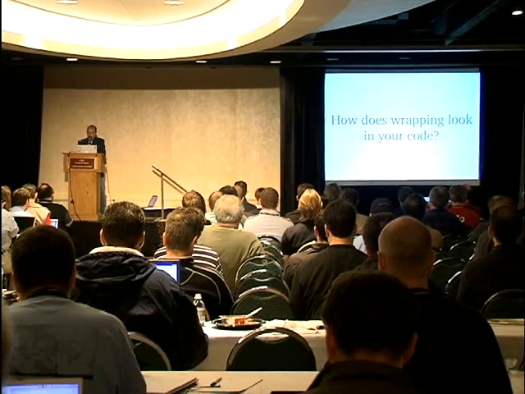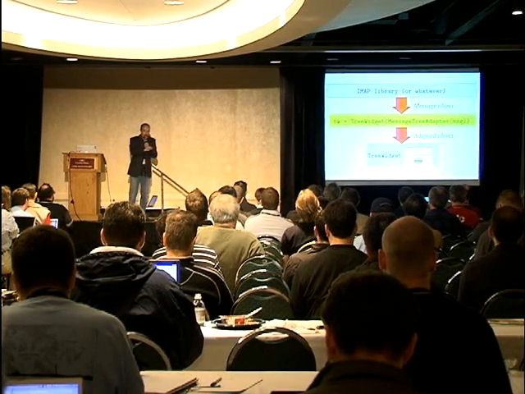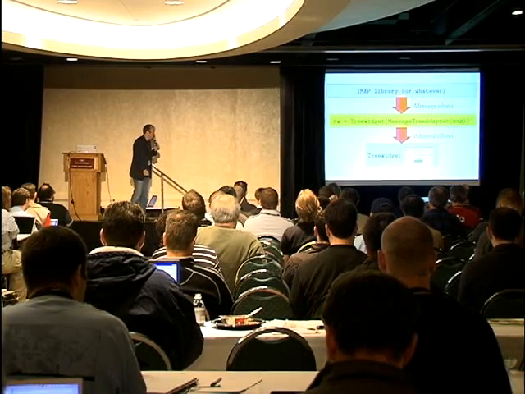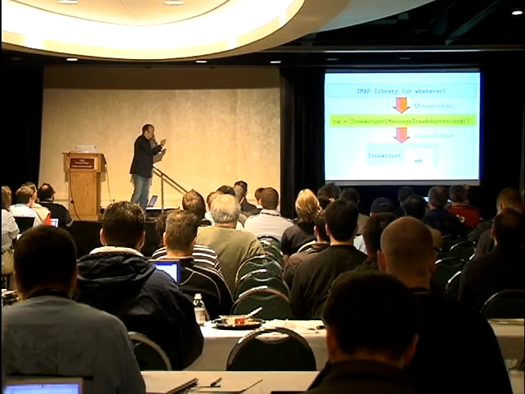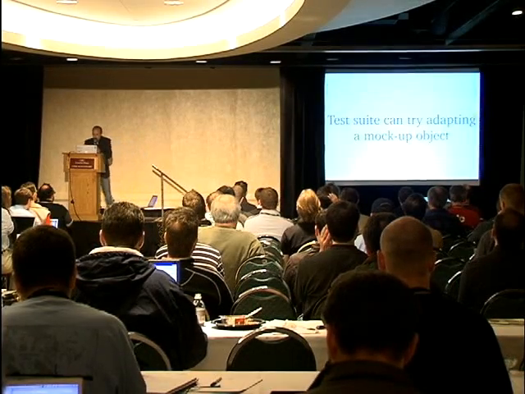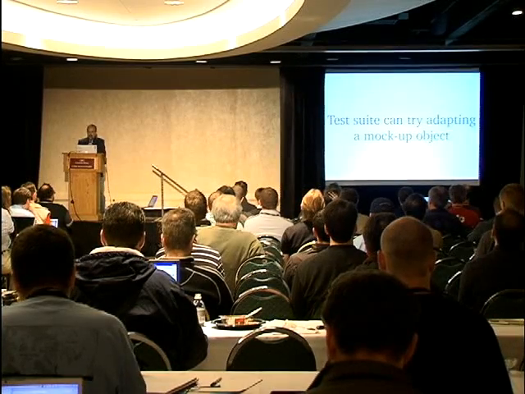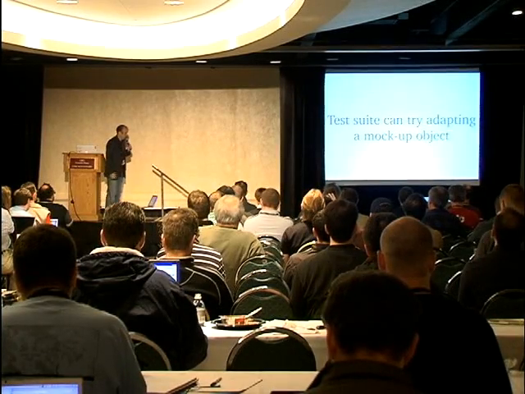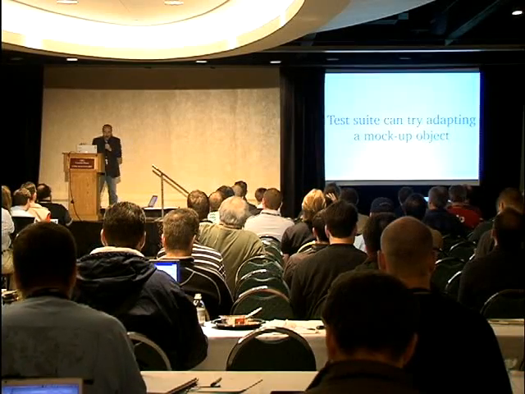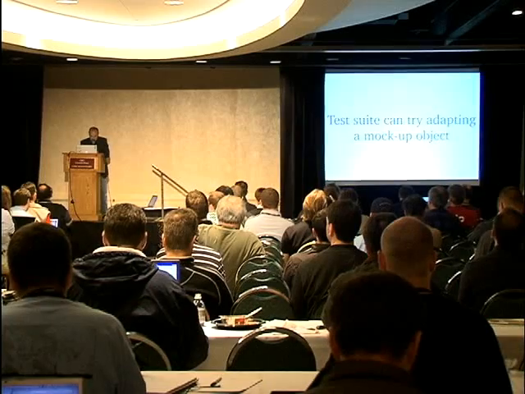So how does it work in your code? Instead of passing the message to the tree widget, as you would have done in all the previous examples, you get the message, wrap it up in the message tree adapter, and then pass it to the tree widget. Your test suite can, of course, try adapting a mock-up object, because you saw that code a second ago. It made no tests to see if it was actually a message that was passed to it. It just called it that.